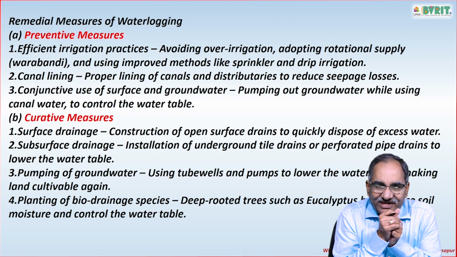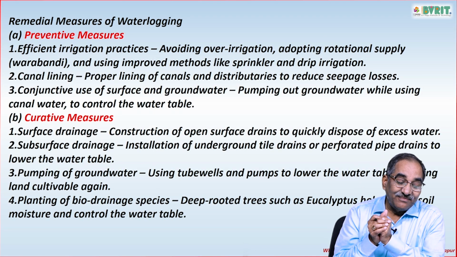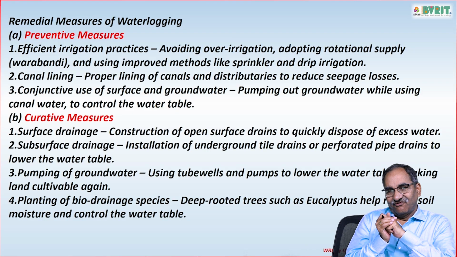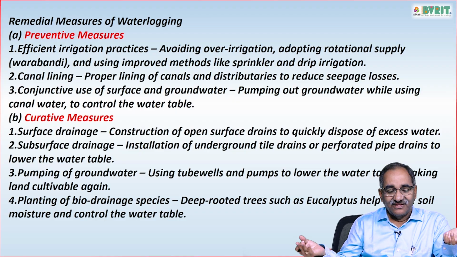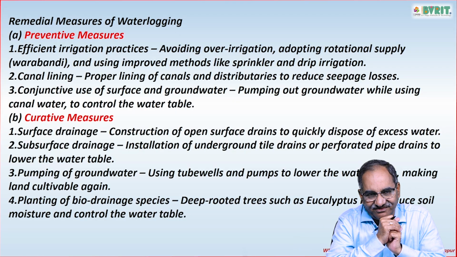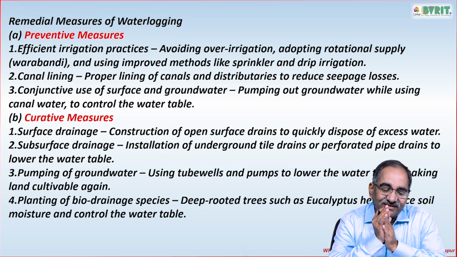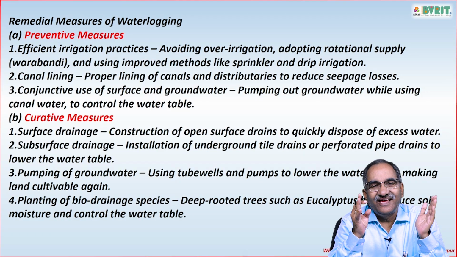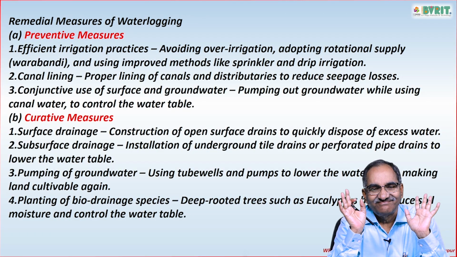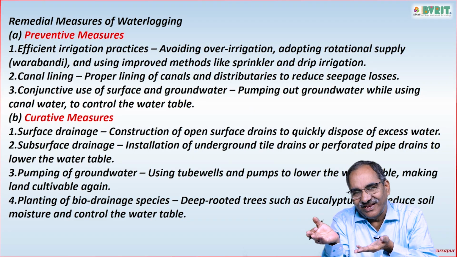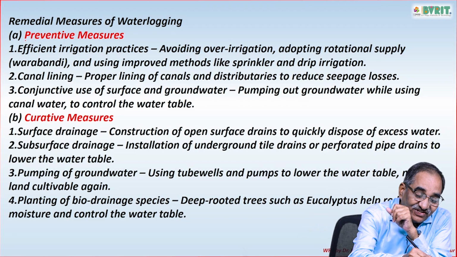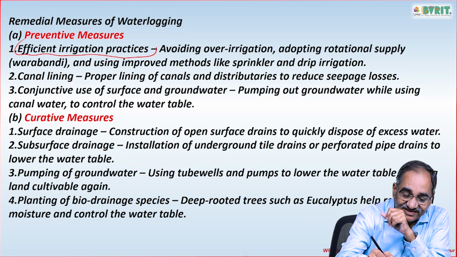What are the remedial measures? The remedial measures can be twofold. One is preventive measure, other one is curative measure. So let us talk one after the other. The preventive measures. Preventive measures means over irrigation has to be stopped. That is the first thing, because cause is over irrigation. Stop over irrigation. That means efficient irrigation practices.